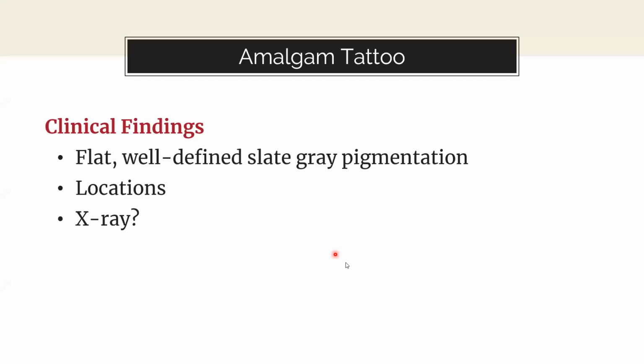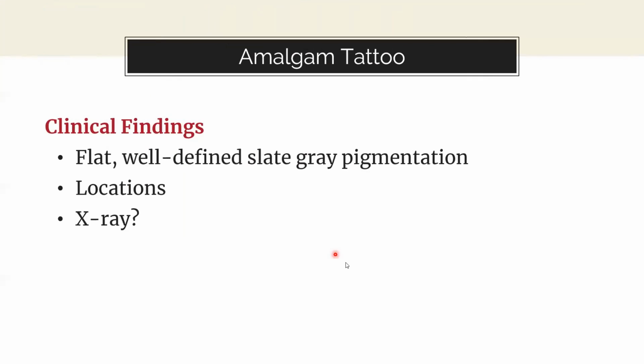Now, the other issue is we are seeing less and less amalgam fillings placed. So you have to look at the history of the restoration. If they had an old amalgam that was replaced, the tattoo may be there and the restoration may be a composite or a crown. X-rays sometimes give you some additional insight. If the amalgam particles in the tissue are big enough, you will actually see it on an X-ray. Sometimes they're just too small.